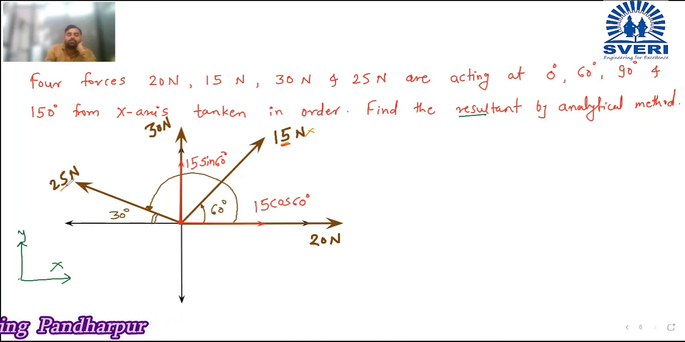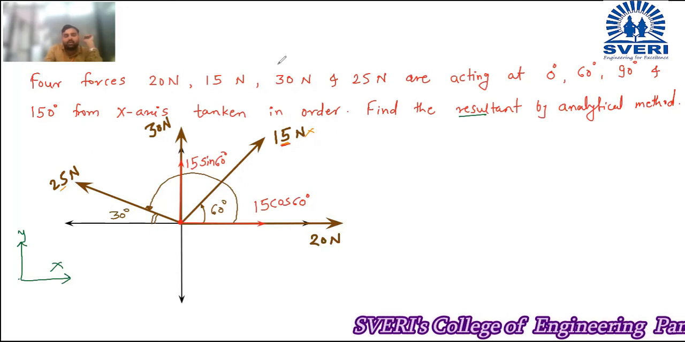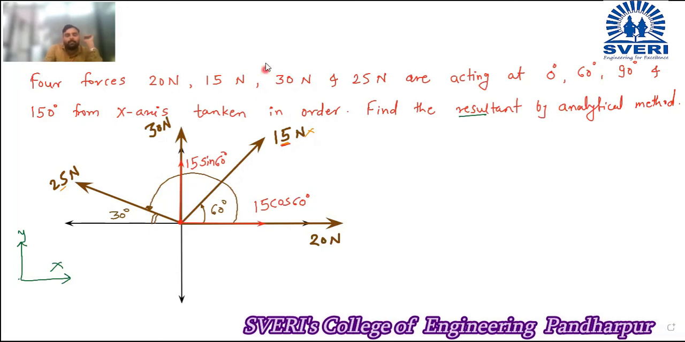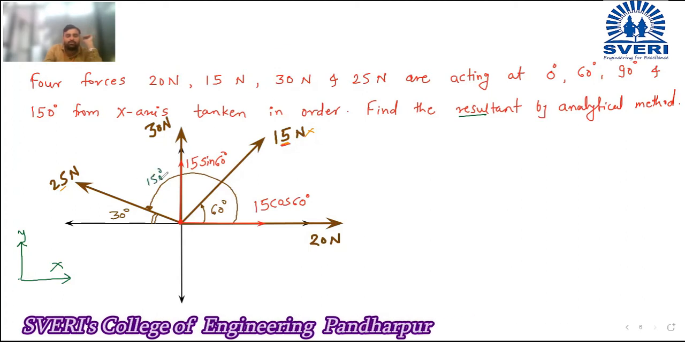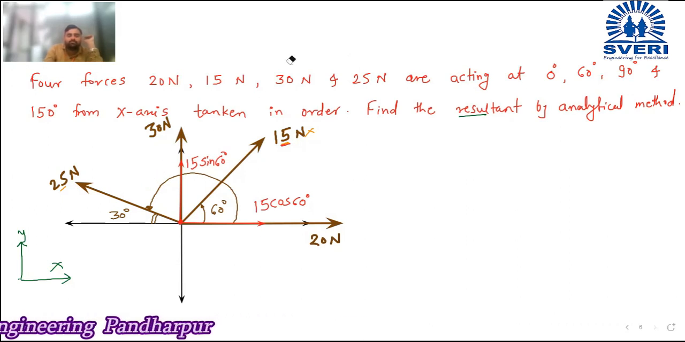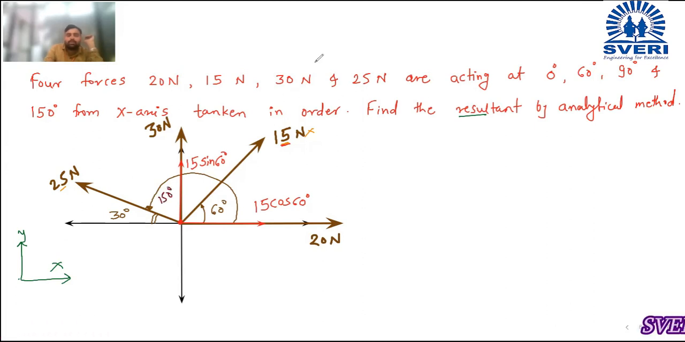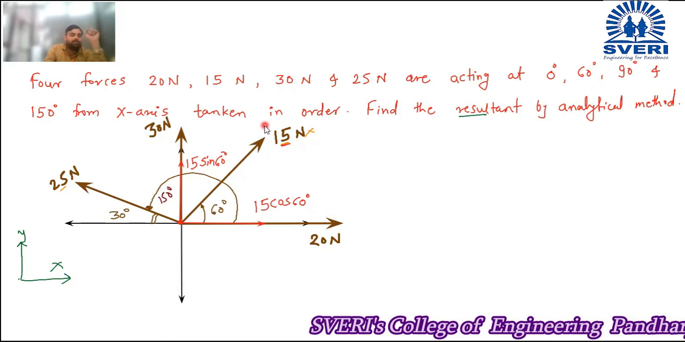Then move to the next force, 25 Newton. Now we need to resolve the force of 25 Newton. If you see for 25 Newton, this angle is not an acute angle, this is an obtuse angle. It is given to us as 150 degree. So we should consider the acute angle for resolution. I had told you, right? The angle must always be an acute angle when you do the resolution.